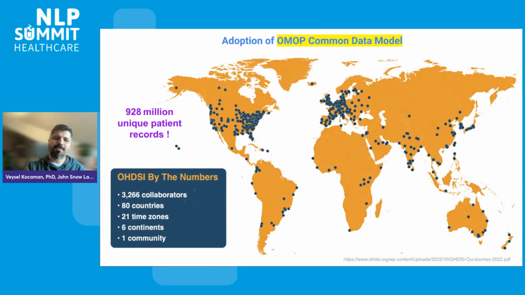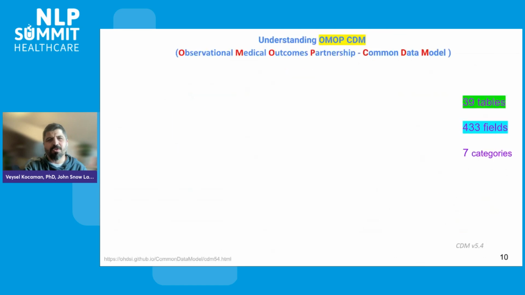OMOP is adopted by more than 80 different countries, because this is not an official organization, right? This is a community that is trying to adopt this common data model. As you can see from this map, there are 21 different time zones and more than 80 different countries who have already indexed more than 900 million unique patient records, which means that there are already more than 1 billion patient records stored in OMOP format around the globe.